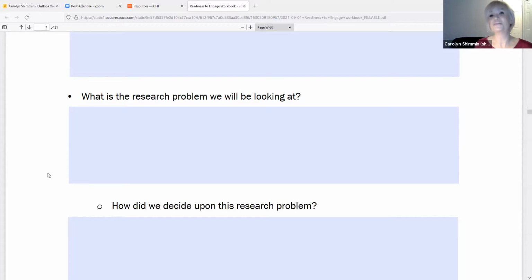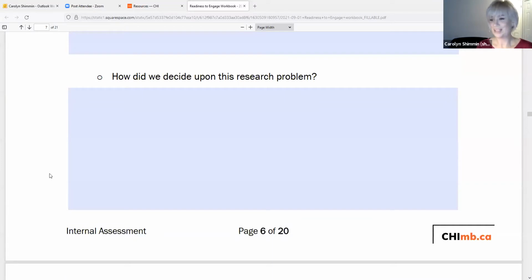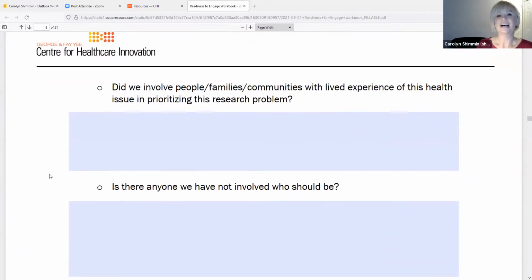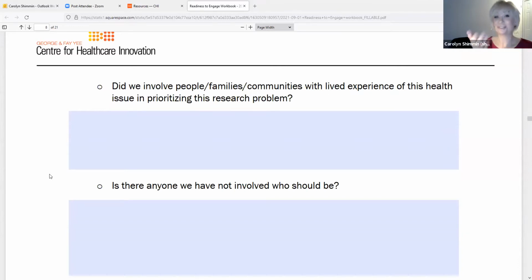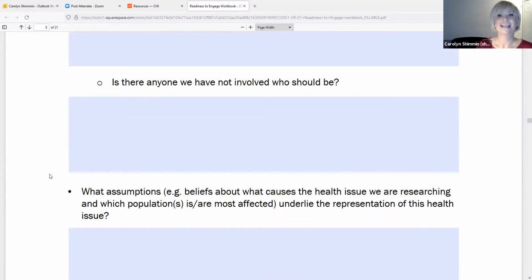And then what is the research problem we will be looking at? So this is again starting to look at how we have been approaching the research project as a group. So how did we decide upon this research question or problem? And so that's really important to start considering. How did we get to this? Did we engage people with lived experience? How did we come up with this? Did we involve people, families, communities with lived experience of this health issue in prioritizing the research area? Is there anyone we have not involved and who should be?